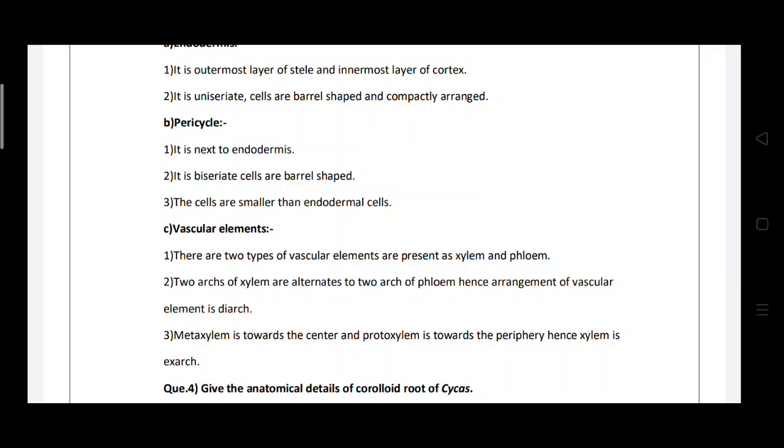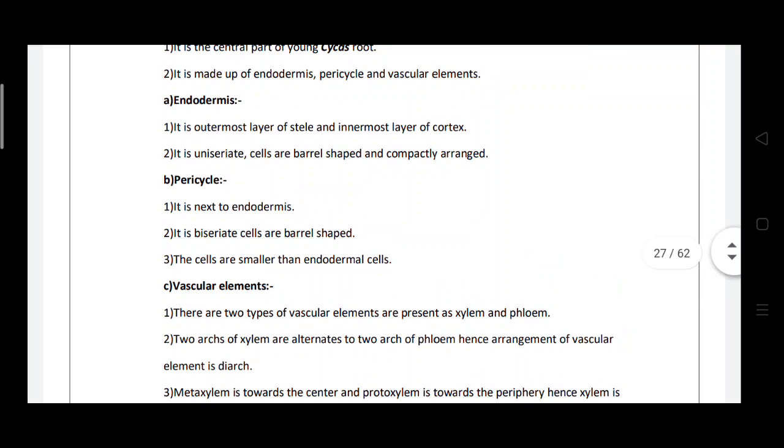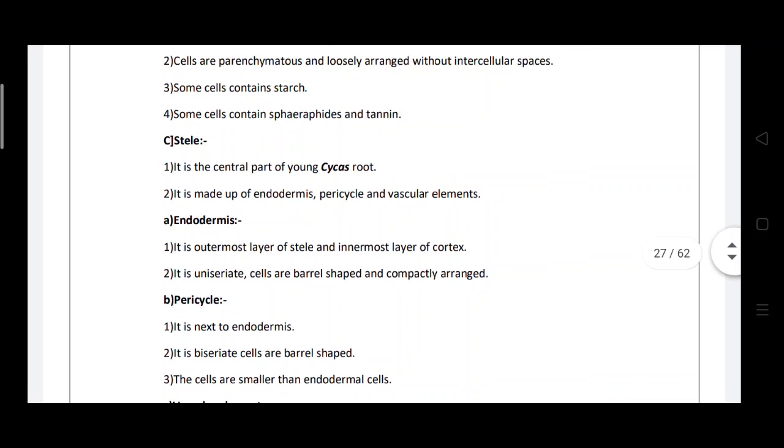So this is regarding the vascular elements. There are two arcs of xylem alternate with two arcs of phloem, so the condition is diarch, and the protoxylem is towards the periphery and the metaxylem towards the center. That's why it is exarch. So this is all regarding the anatomical details of the transverse section of the young root of the cycas plant.